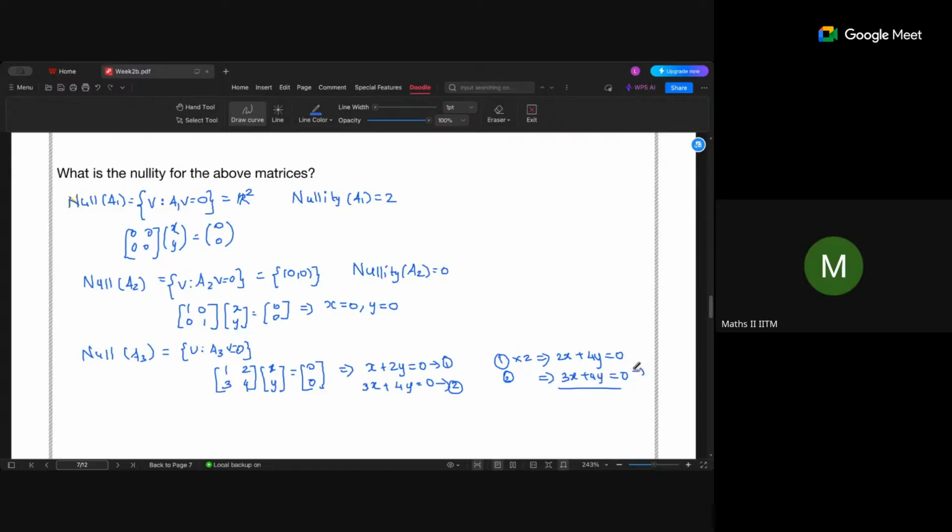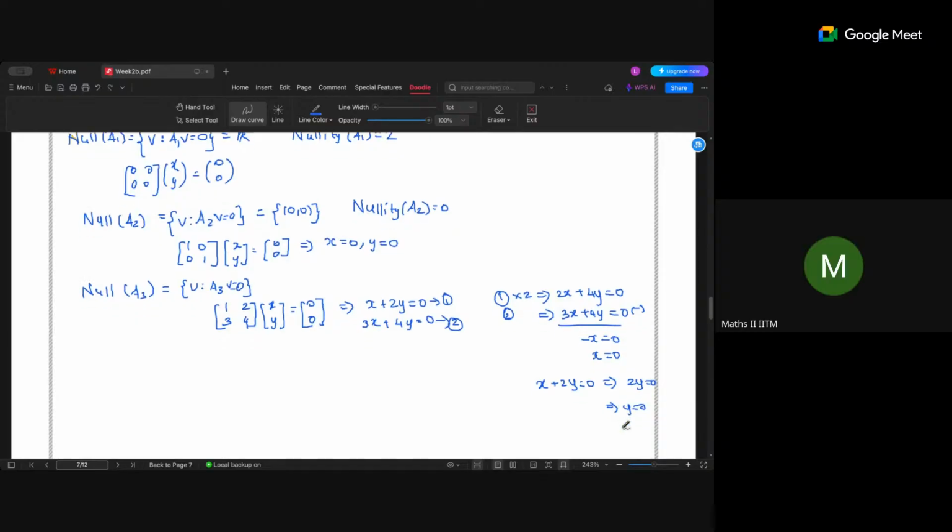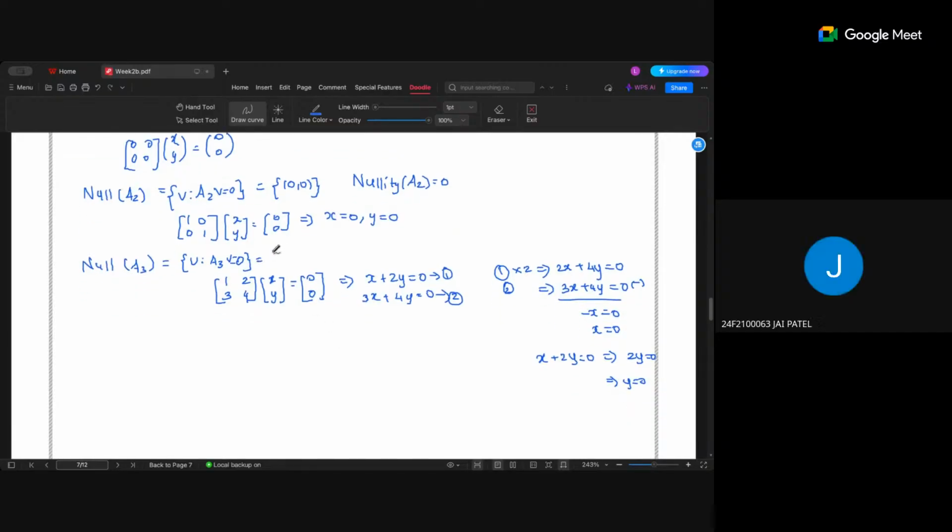Now I'm going to subtract. If I subtract, the y part will become 0. I will get minus x equals 0. So this means x is equal to 0. Now if x is equal to 0, then x plus 2y equals 0 implies 2y equals 0, so y is equal to 0. So again, what is the only possible solution in this case? The null vector, and the nullity is 0. Yes. So in this case, again, the nullity is 0.